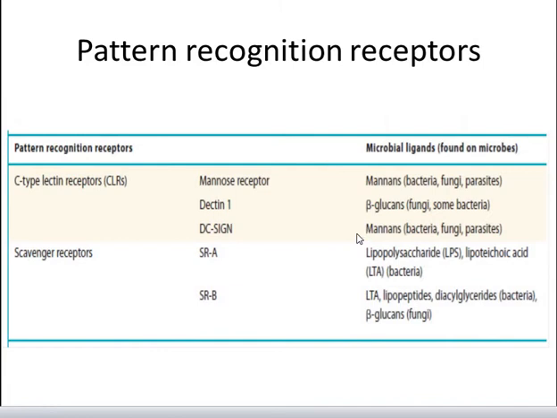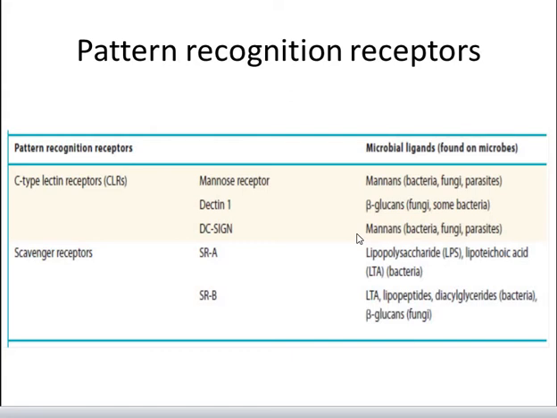So here the pattern recognition receptors are divided into two groups: C-type lectin receptors, called CLRs, and scavenger receptors. The CLRs contain mannose receptor, dectin-1, and DC-SIGN. Mannose receptor recognizes mannans which are present on bacteria, fungi, and other parasites. Dectin-1 recognizes beta-glucans from some bacteria and most of the fungi, whereas DC-SIGN receptors recognize mannans from bacteria, fungi, and parasites. Scavenger receptors are of two types, SRA and SRB.